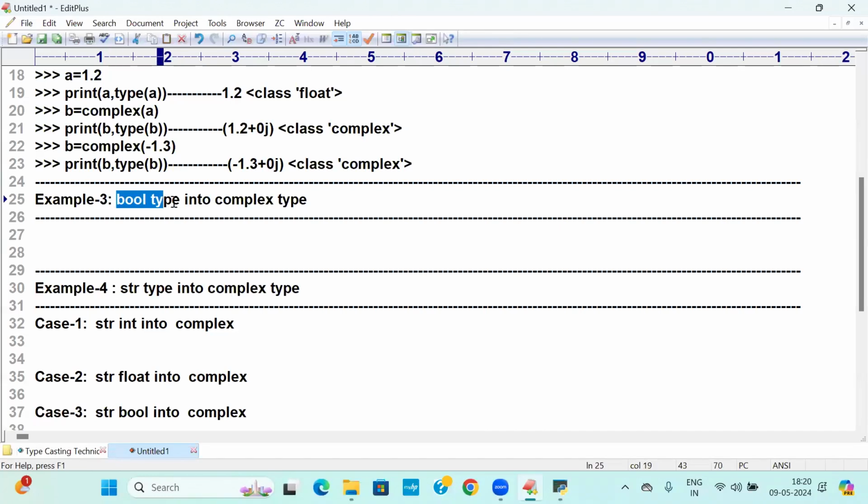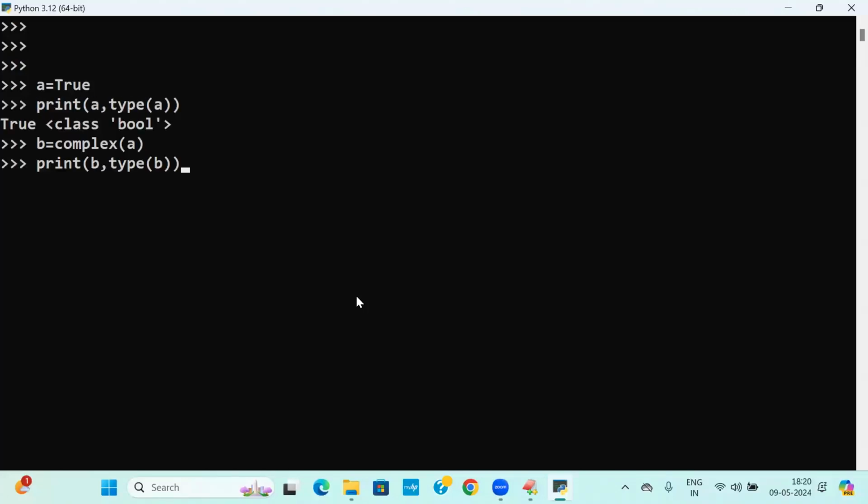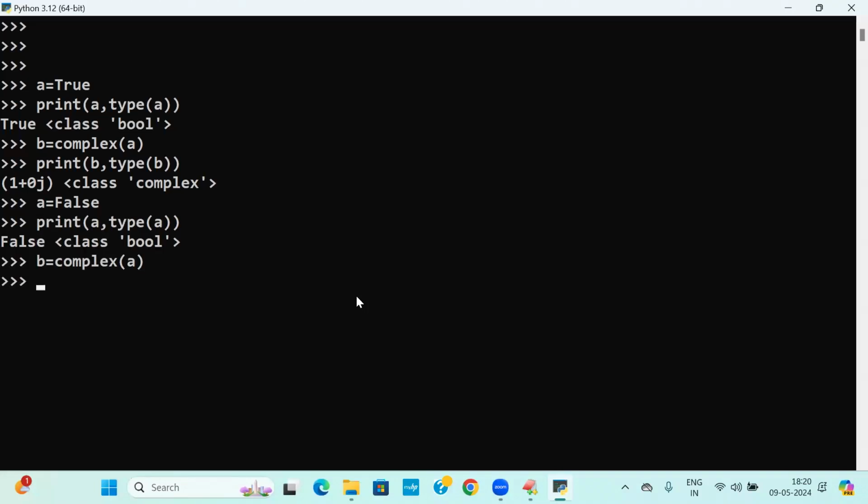Next, be careful. Bool type to int type. Come on, fast. Possible or not possible? Possible. Good. True. If I pass true, what will be the answer? 1 plus 0j. Good. A is equal to true, and print of this A. And this is A, and B is 1 plus 0j. A is equal to false. What is the answer? Come on. Good. 0 plus 0j. Good students.